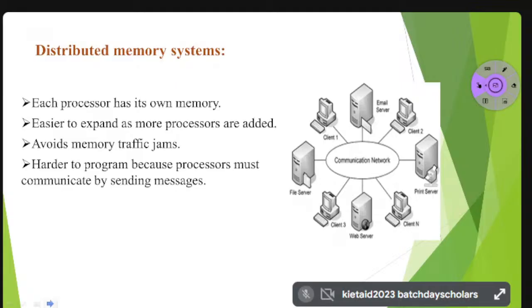Distributed, the next category of MIMD, distributed memory systems. In this distributed memory system, communication happens through a communication network, and every processor has its own memory. Each processor has its own memory. Whereas previously there were process 1, process 2, process 3 with a common memory, in the distributed system it's not like that. Process 1 has its own memory, process 2 has its own memory, process 3 has its own memory.